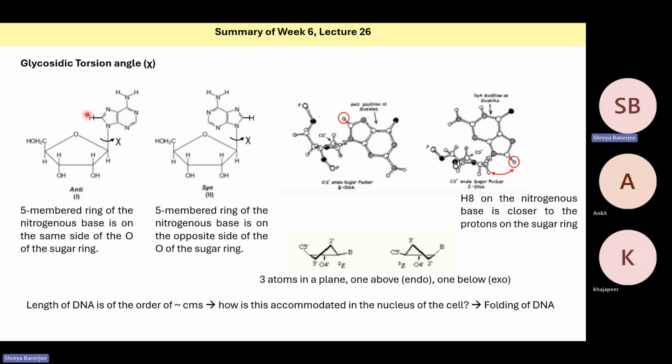Then when this hydrogen of the 5-membered ring is on the same side as the oxygen, that is, this oxygen of the sugar ring and the hydrogen of the 5-membered ring of the nitrogenous base are close to each other, that is called the anti-conformation. Now, if you rotate around this bond, and now the hydrogen faces away from the oxygen, this is called the syn conformation. So these are two conformations, syn and anti. And it is called the glycosidic torsion angle because this bond is the glycosidic bond.